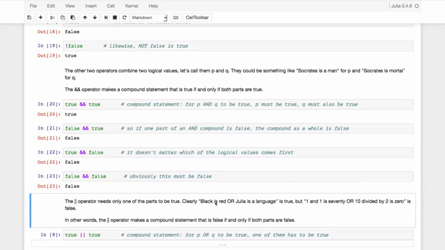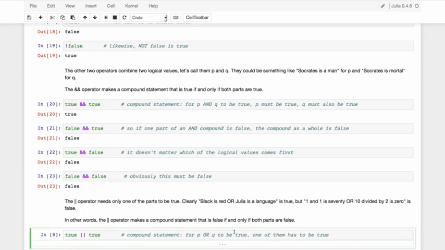If we say, for instance, black is red, or Julia is a language, well, that is of course true. But if we say 1 and 1 is 70, or 10 divided by 2 is 0, both of these parts are false, and so therefore the combined statement is also false. So the OR operator makes a compound statement that is false if and only if both parts are false. Let's confirm that in detail, one after the other.